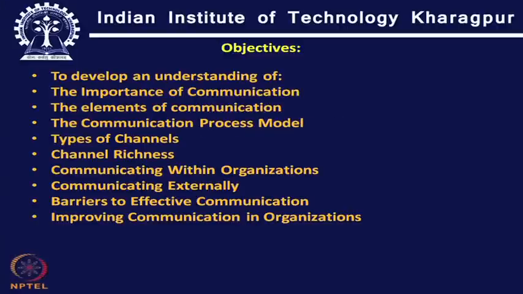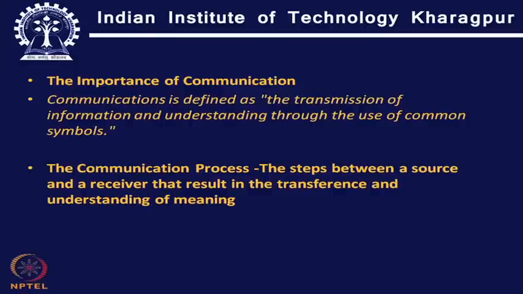As a chapter, the objectives are to develop an understanding of the importance of communication, the elements of communication, and to know the communication process model. We are also to form an idea of types of channels, channel richness, communicating within the organizations, how we communicate externally, what the barriers to effective communication are, and how we improve communications in organizations. First, we will start with the definition of communication and also the importance of communication.